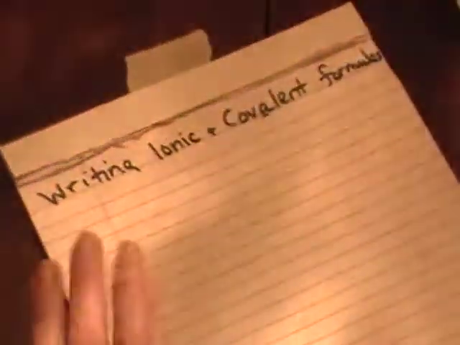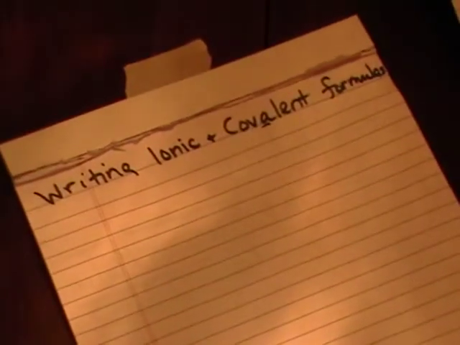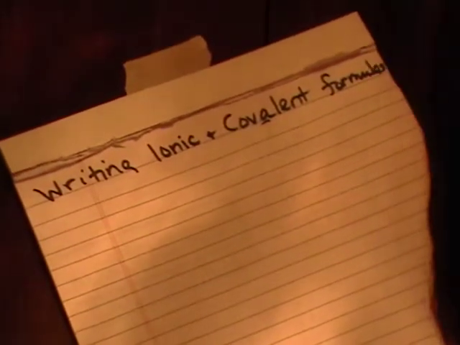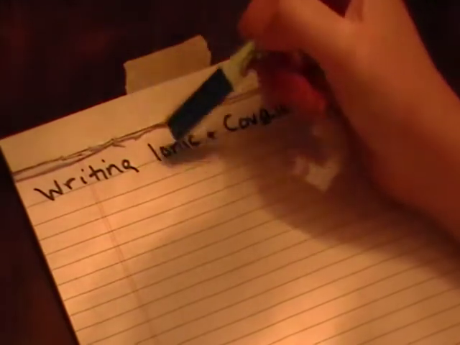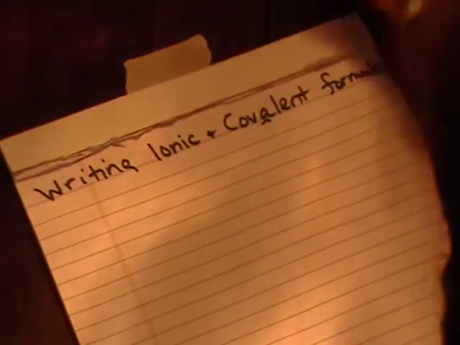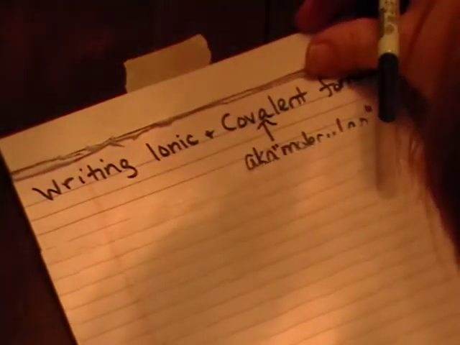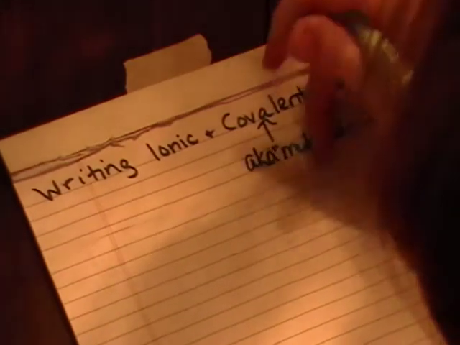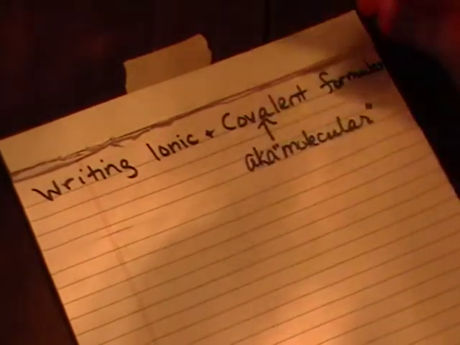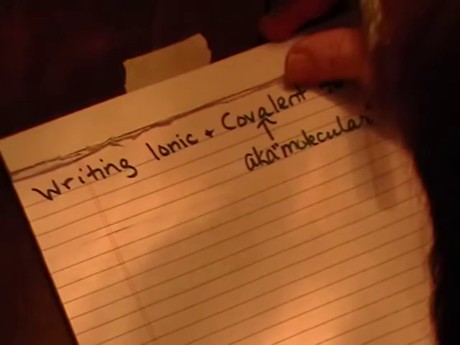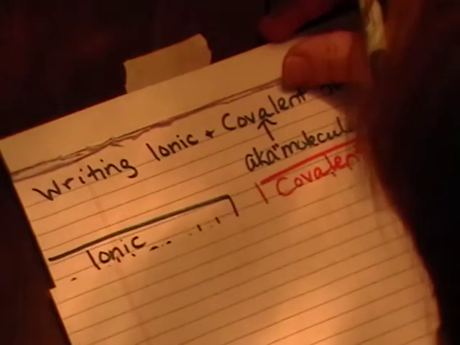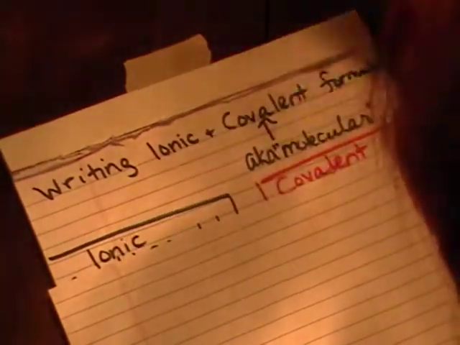Okay, we're going to do a quick review about writing ionic and covalent formulas. There are two different systems, the ionic system and the covalent system. Covalent is also known as molecular. Whenever they say molecular formula, they're talking about covalent. What you need to remember is to identify ionic or covalent.